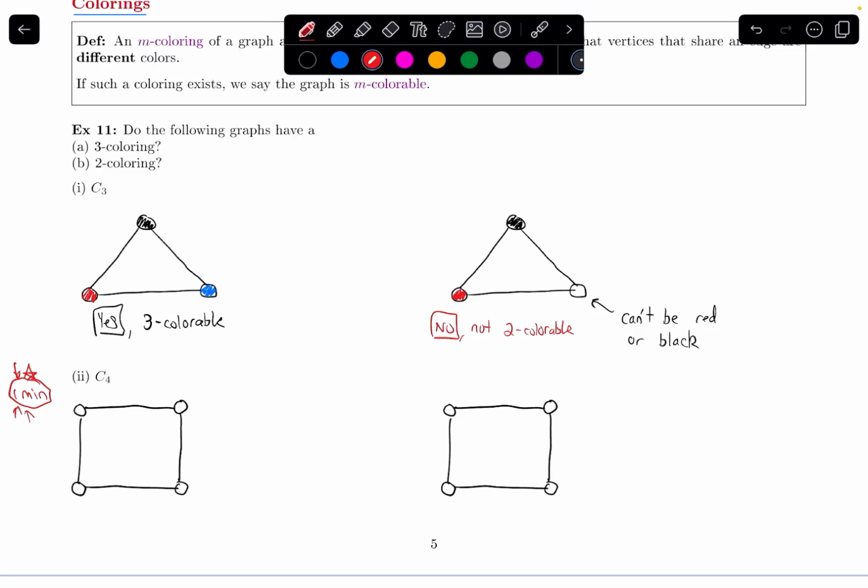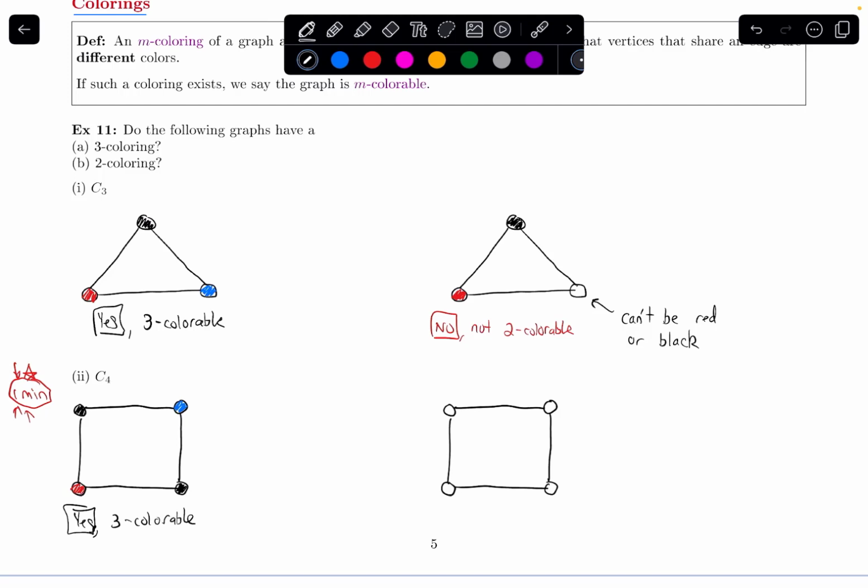So can I do it with 3 colors? Sure. I could make this black, and then the bottom one's got to be different from the black because they're connected. So maybe I make it red. This one's got to be different from the black one, so maybe I use a third color, because it says, can I do it with 3 colors? And now this bottom right one has to be different from the red and different from the blue because it's connected to both. So I can make it black. That way I'm not using a 4th color. So yes, this is 3 colorable. Awesome.